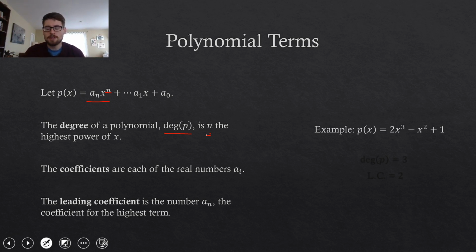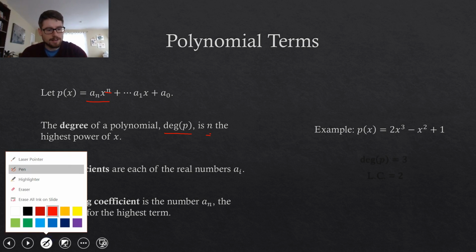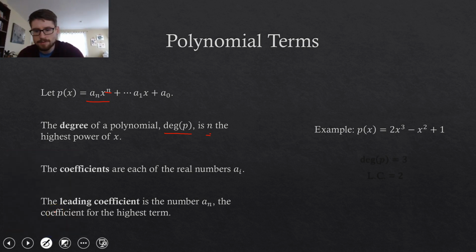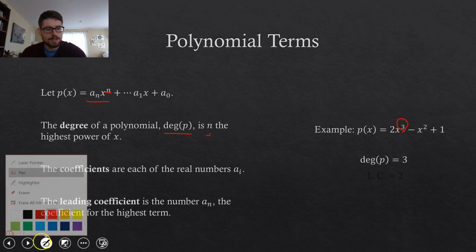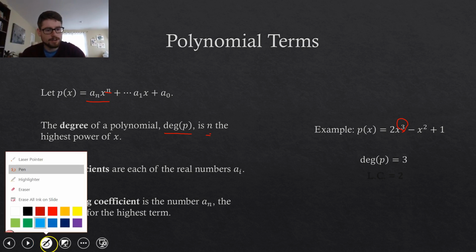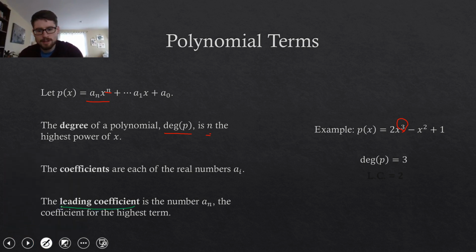Okay, so here's an example polynomial: 2x cubed minus x squared plus 1. The degree of this polynomial, I'll highlight in red, is the highest power of x, so that's 3. And the leading coefficient, you can highlight maybe in green, is 2 in this case. It's whatever's multiplying the highest power of x, so that's 2. Okay, so those are some simple terms. We've got degree, coefficients are the numbers multiplying, and the leading coefficient's the one on the highest power.